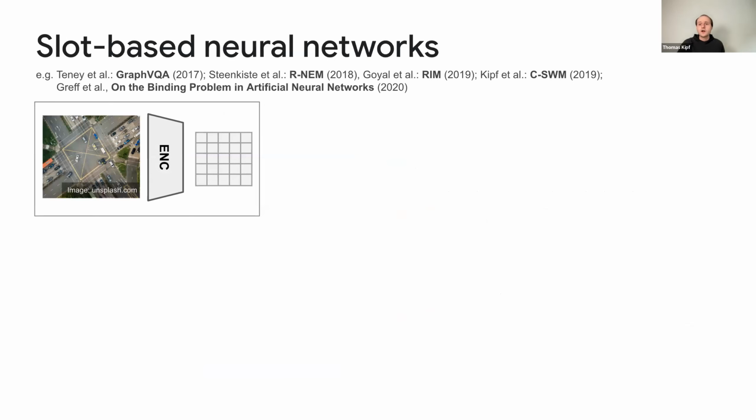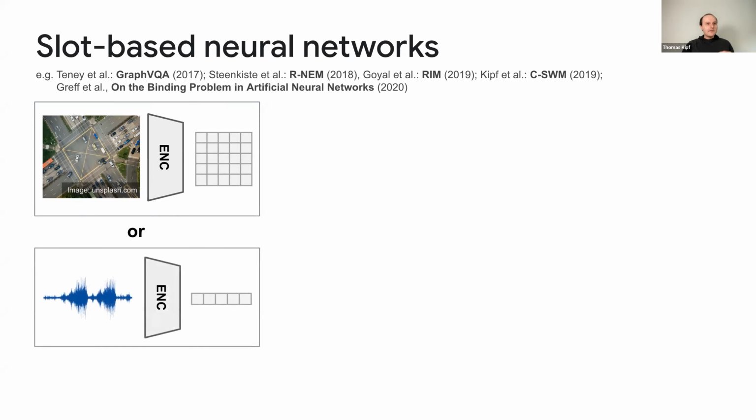The kinds of architectures that have really developed in this community in the last couple of years are what I would call slot-based neural networks to address this problem. Klaus Greff, who's going to speak later today as well, had a great review article on this, on the binding problem in artificial neural networks. So I recommend reading that if you want a bit of background on these methods.